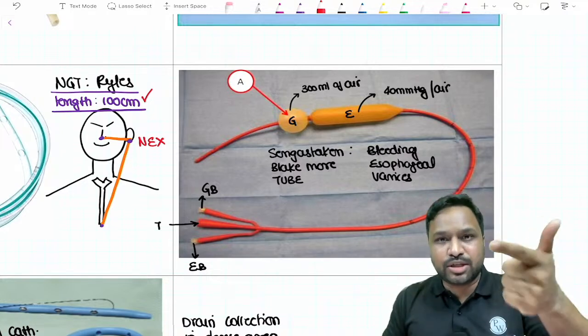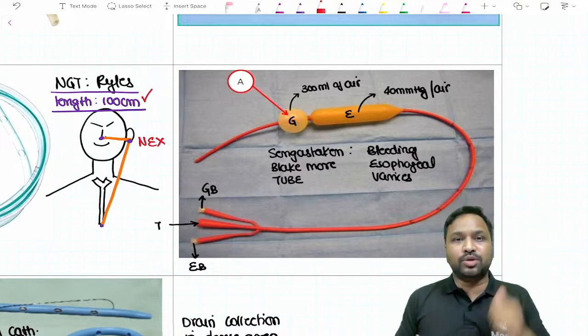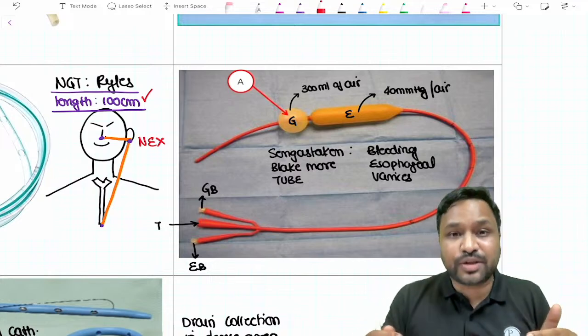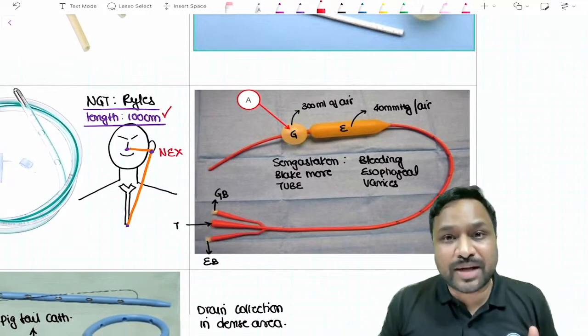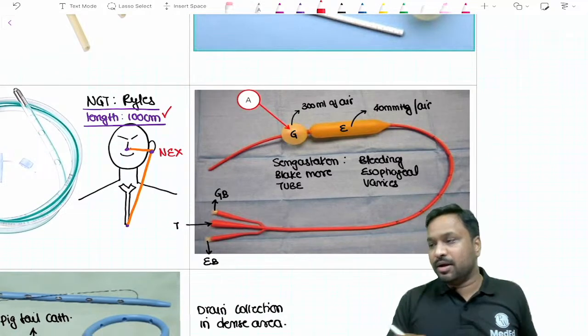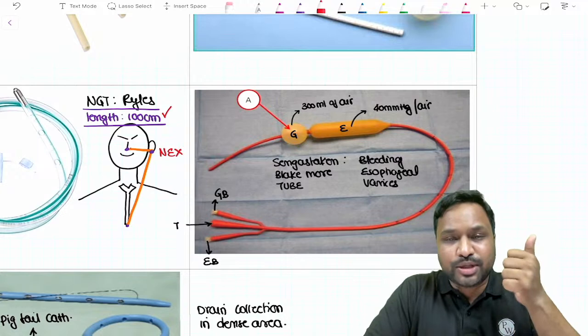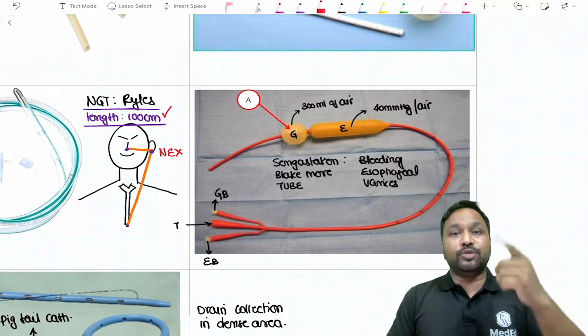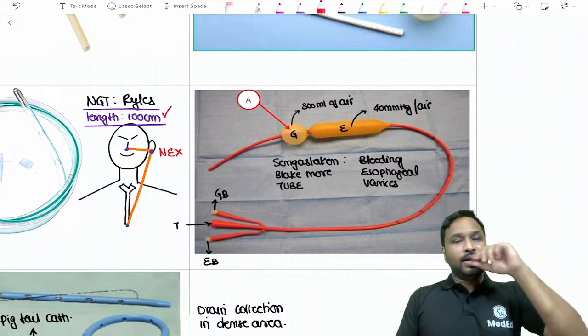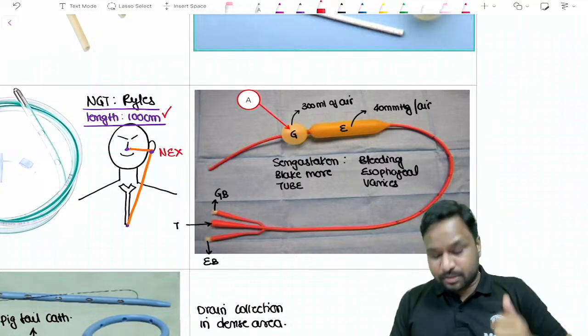Two balloons, gastric and esophageal. What is the volume of the gastric balloon? 300 ml. What is the pressure in the esophageal balloon? That is going to be 40 millimeters of mercury, right? A quick feedback: what is the other tube that can be used in bleeding esophageal varices? One is the Sengstaken-Blakemore tube. The other one is the Minnesota tube, right? Remember two tubes, Sengstaken-Blakemore and Minnesota.